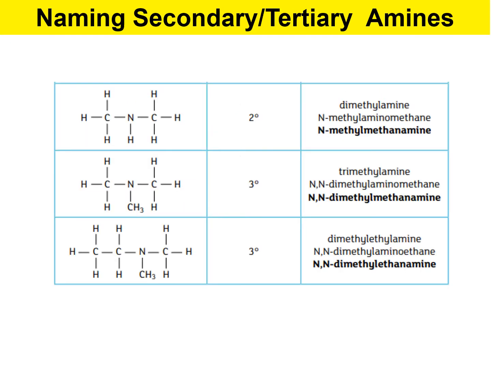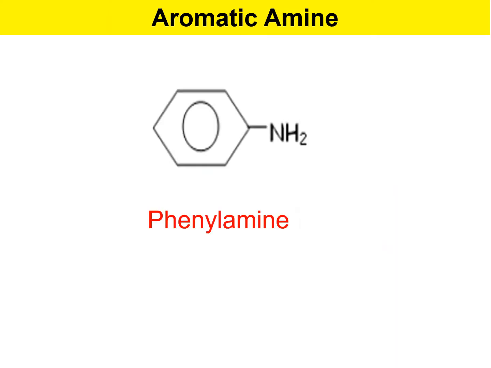This table shows how to name secondary and tertiary amines. If a substituent group is bonded to a nitrogen atom, the prefix N is used, as in N-methylmethylamine. N,N is used for two substituent groups. These are in place of the numbers, which cannot be used as the N atoms are not part of the carbon chain. We will also look at aromatic amines. Here's the example phenylamine, which is more commonly known as aniline.